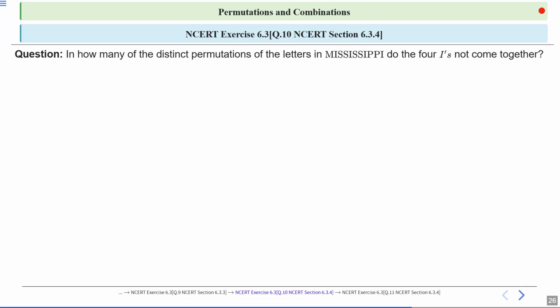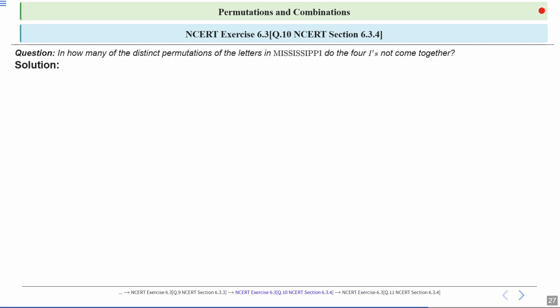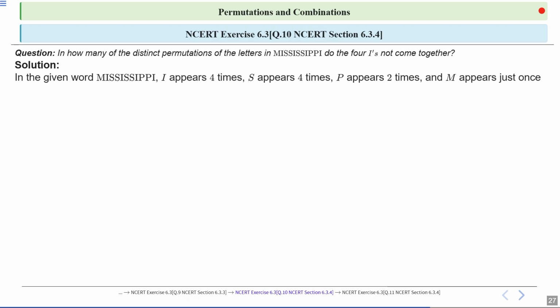This question asks us to find in how many of the distinct permutations of the letters in Mississippi do the four I's not come together. So let's see how we can solve this question. Let's start the solution. In the given word Mississippi, I appears 4 times, S appears 4 times, P appears 2 times, and M appears just once. So note these important points.